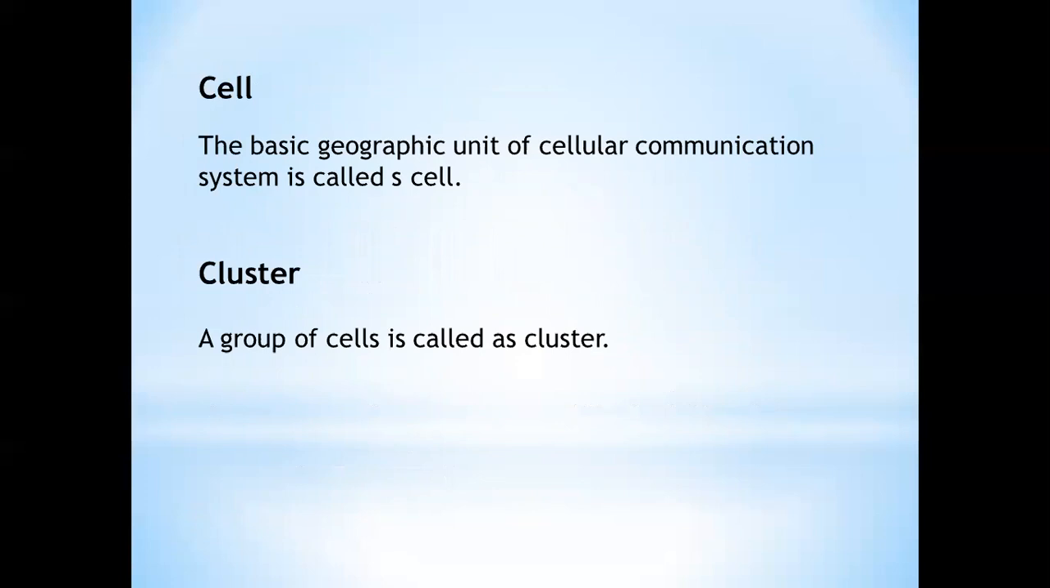Its shape is hexagonal. The cell has the base station transmitting over a small geographical area. The size of a cell is not fixed. Practically, the shape of the cell may not be a perfect hexagon. Next is cluster. A group of cells is called a cluster. The cluster size is not fixed. It depends on the requirement of the particular area.